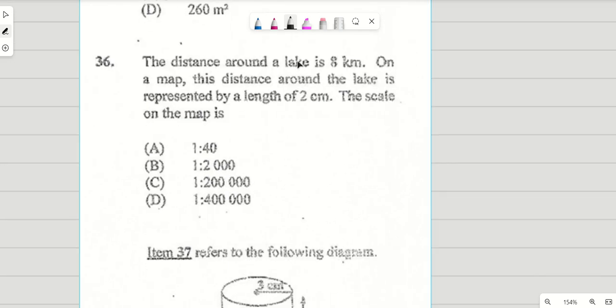Number 36. The distance around the lake is 8 kilometers. On the map, the distance around the lake is represented by a length of 2 centimeters. What is the scale on this map?